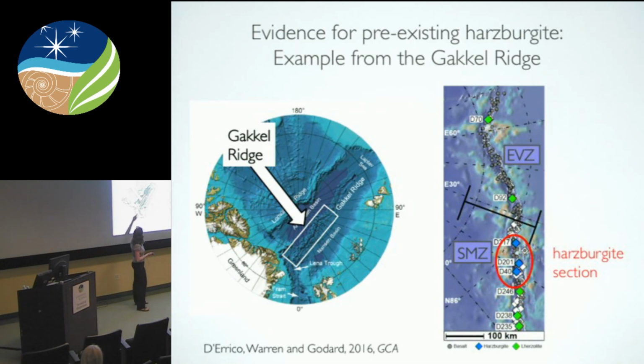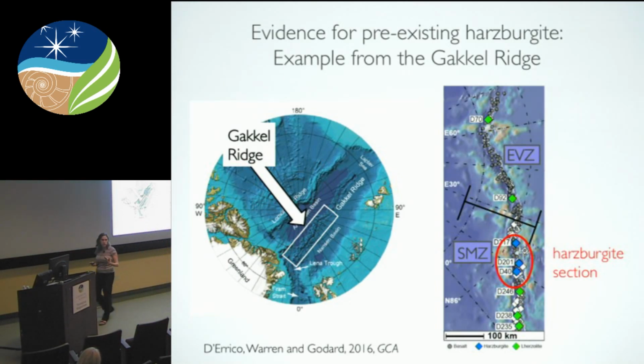This is the Gakkel Ridge in the Arctic Ocean. This is work that Megan D'Errico did as part of her PhD thesis. We looked at various dredges along the Gakkel Ridge. The diamonds are the peridotites, and the gray circles are the basalts. This section of the Gakkel Ridge is predominantly harzburgite. These blue diamonds are harzburgites, whereas the other ones were lherzolite samples that we looked at.